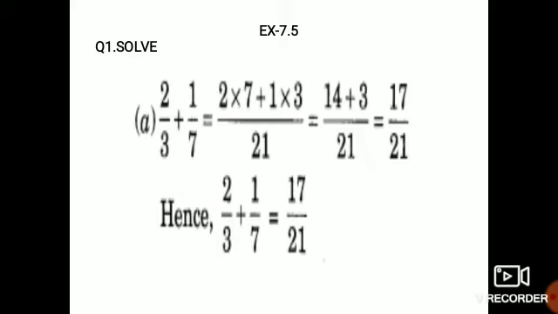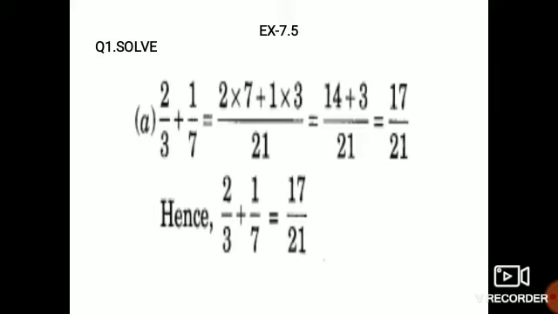So 2 multiplied by 7. And in the next fraction it is 1 by 7. How can I make 7 equal to 21? By multiplying it by 3. So I have to multiply the numerator also by 3. So it will be equal to 2 7s are 14 and 1 3s are 3 upon 21.